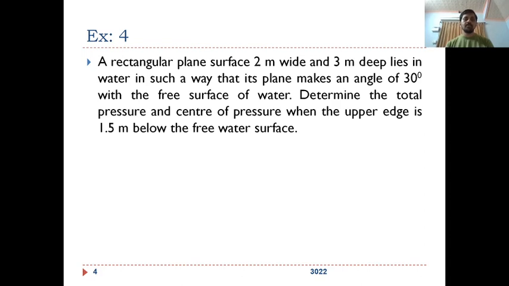Now write down this problem. A rectangular plane surface 2 meter wide and 3 meter deep. So the width and depth of the rectangular plane surface is given. It lies in water in such a way that its plane makes an angle of 30 degrees with the free surface of water, with the horizontal. Determine the total pressure and center of pressure when the upper edge is 1.5 meter below the free water surface.